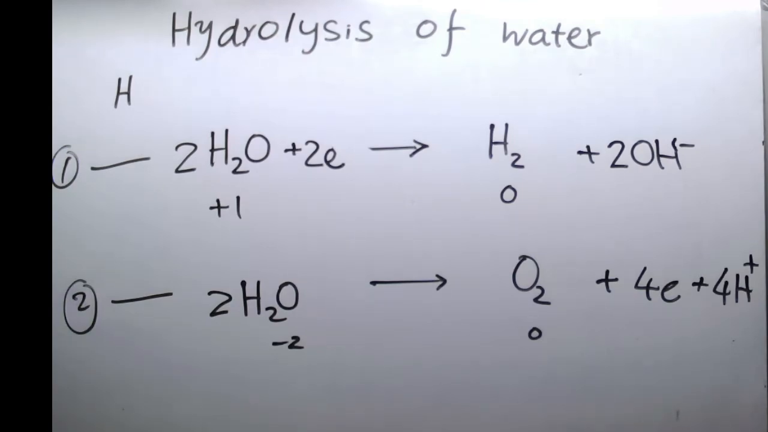By using equations number 1 and 2, I can build up the net reaction. For that I multiply reaction 1 by 2, and add it to reaction 2.